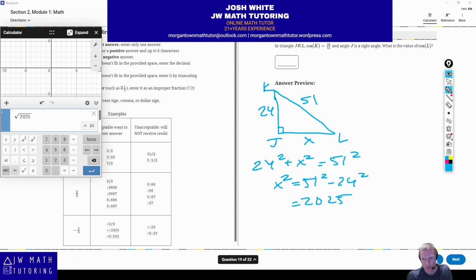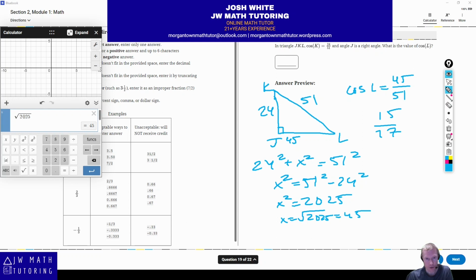Okay, so again, this whole thing was 2025. X equals square root of 2025, 45. Okay, cross this out. 45. Okay, perfect. So now you could go ahead and say, okay, what's the value of cosine L? Cosine L is just going to be its adjacent side, which is 45, over its hypotenuse, which is 51. Now, you would not enter the answer like this. You would need to reduce it, simplify it. So this is going to reduce down to 15 over 17 because there's a common factor of 3.